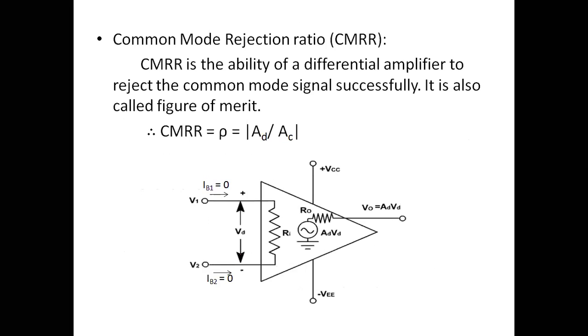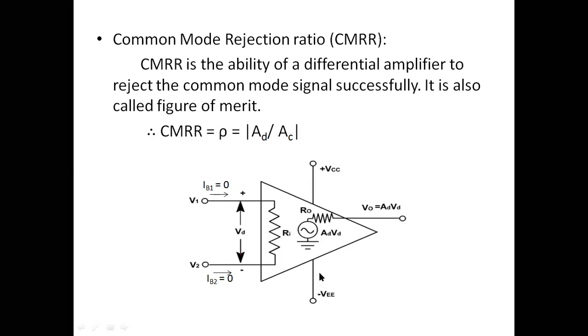Then we have seen CMRR, the common mode rejection ratio. It is the ability of a differential amplifier to reject the common mode signal. We can calculate it mathematically: it is the ratio of the differential gain to the common mode gain. We can denote CMRR by the letter rho, this symbol.